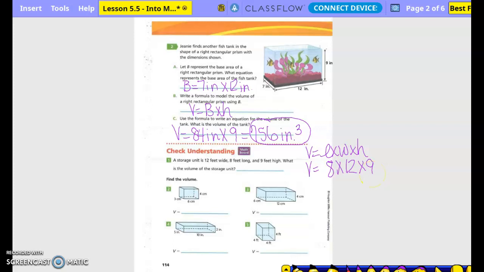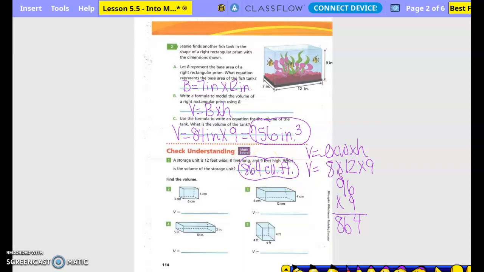So 8 times 12 is 96, and then 96 times 9. So 9 times 6 is 54. Put the 4, carry the 5. 9 times 9 is 81. Plus 5 is 86, so 864 cubic feet.